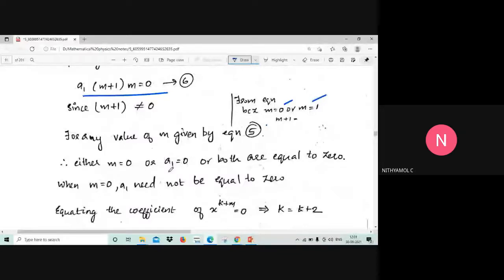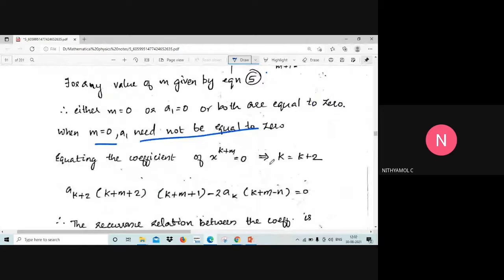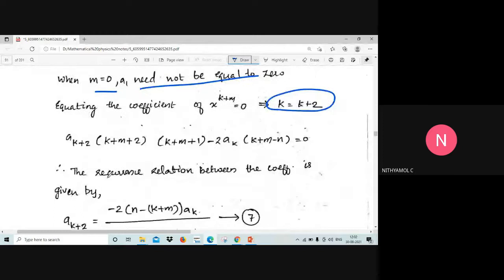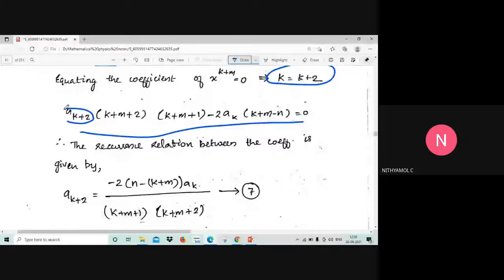The third step is equating the coefficient of x to the power m plus k equal to 0, that is, when we put k is equal to k plus 2. Now we will get this equation, which is equal to 0. From this we get the recurrence relation. What is a k plus 2? In the same way as in the Bessel function, here instead of j, I used k. So a k plus 2 is equal to this, equation number 7.